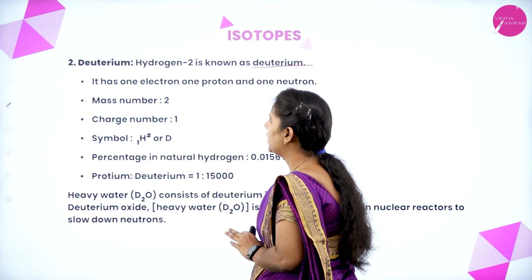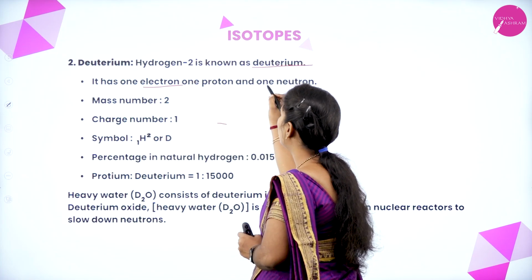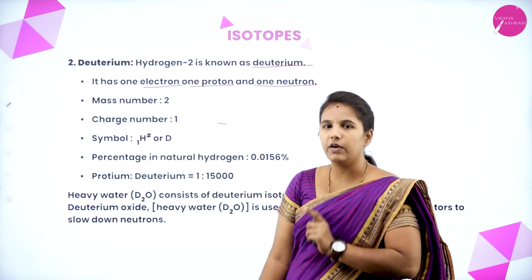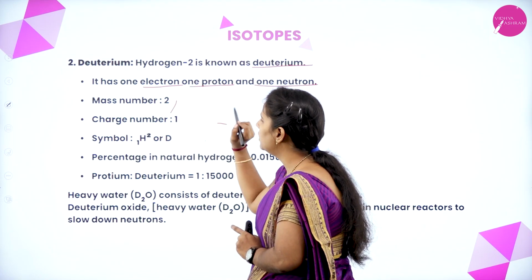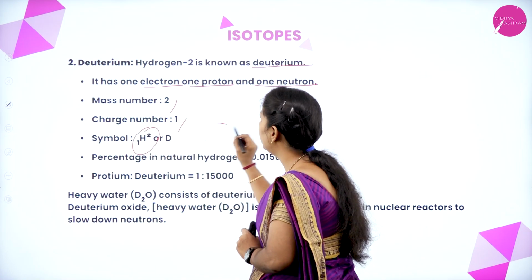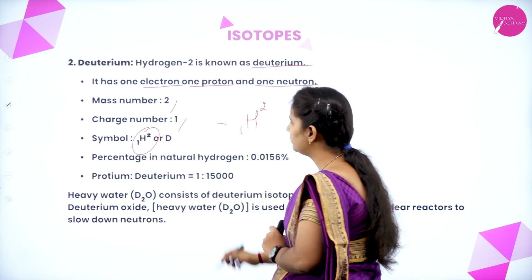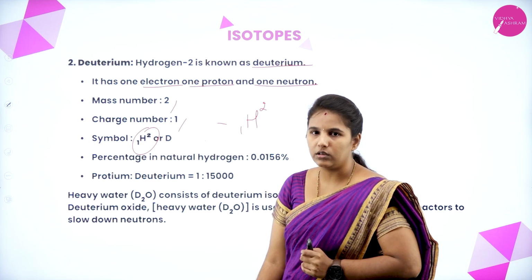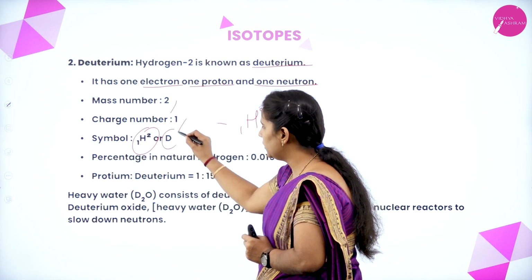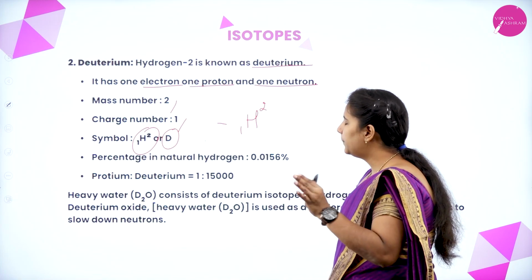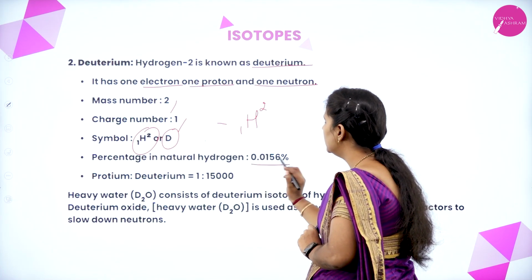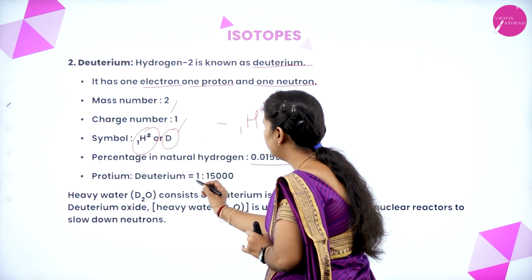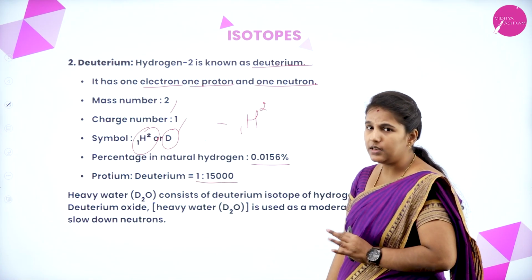Next is deuterium. This is another isotope of hydrogen, also known as hydrogen 2. It has one electron, one proton and one neutron, with mass number 2 and charge 1. Hence the symbol is written as H12, because it consists of one proton, one neutron and one electron. It is generally represented as D also, and its percentage in natural hydrogen is around 0.0156%, so protium and deuterium are present in a 1:15,000 ratio.